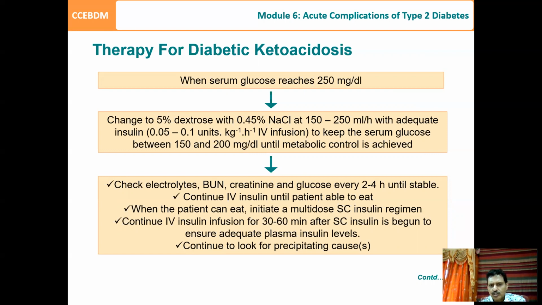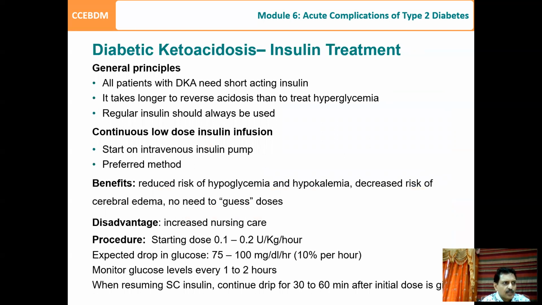But actually you should continue the IV insulin up to 1 hour after giving the injection of the long-acting insulin. So this is the way we shift the patient from the IV insulin into the subcutaneous insulin.